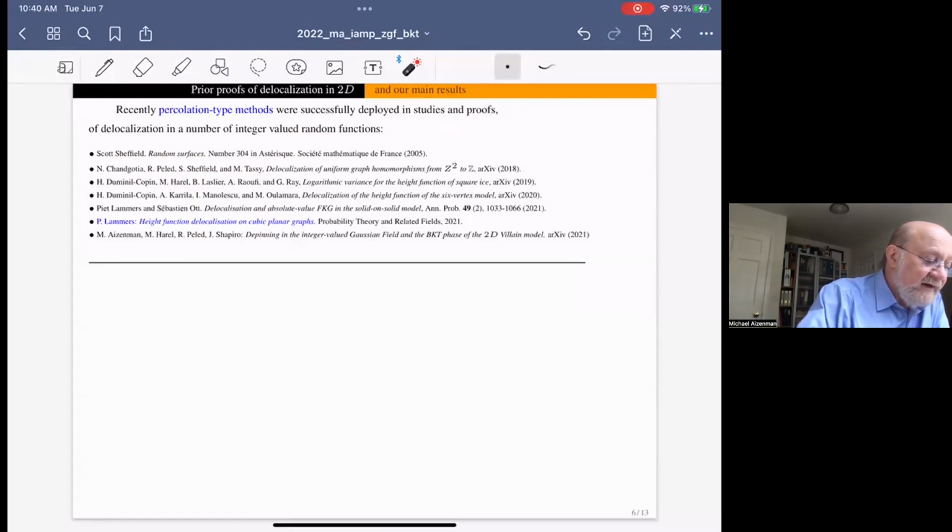Random surfaces appear in various variants. So one of them would be surfaces which are constrained, rather than having Gaussian elastic forces. Sometimes they are of interest when the constraint is that the surfaces differ by exactly 1. Then there were works on logarithmic variance of height functions of square ice, and so forth.